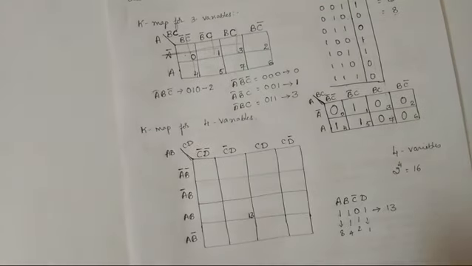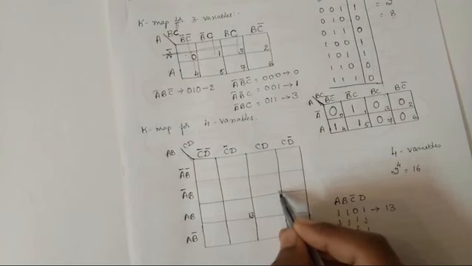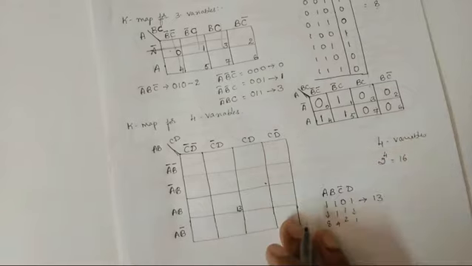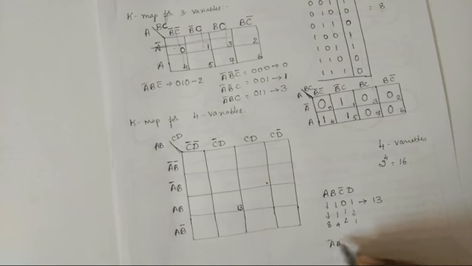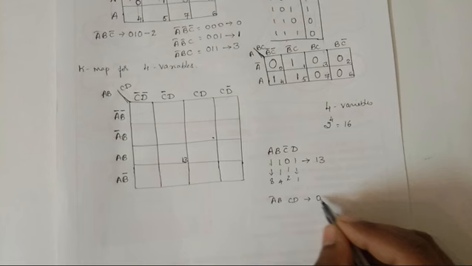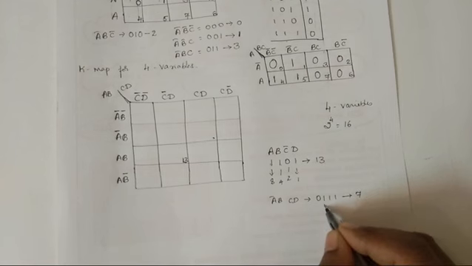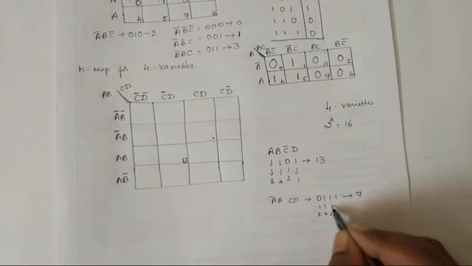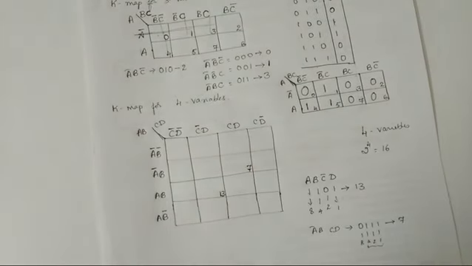Next, let us also check for this cell. What are the variables? A bar B, C, D. It is 0, 1, 1, 1. It is nothing but 7. It is 8, 4, 2, 1. Weightage 4 plus 2 plus 1, it is 7. So this value is 7.